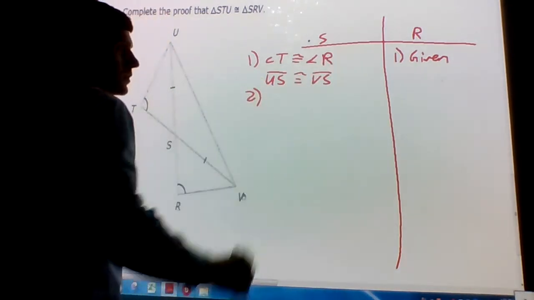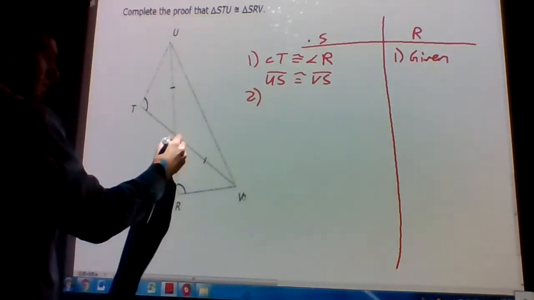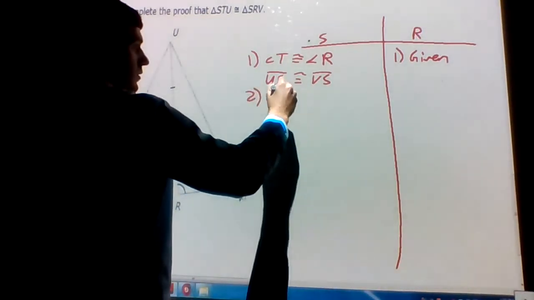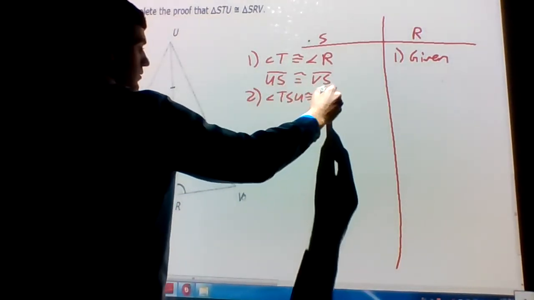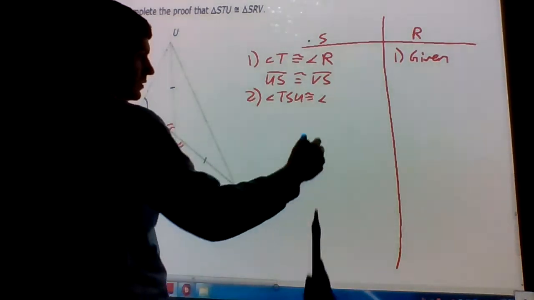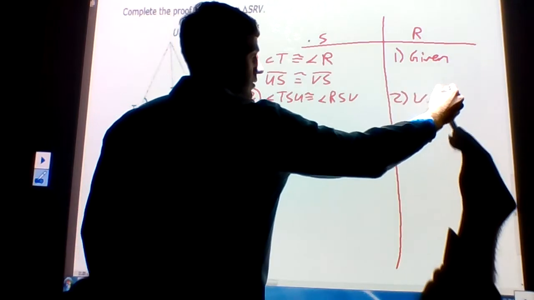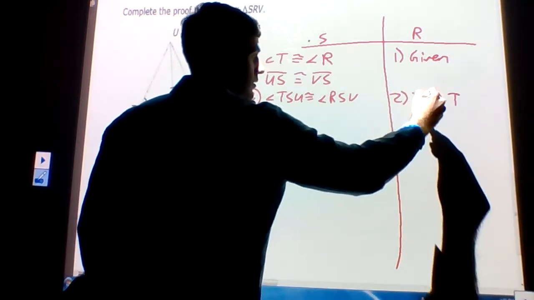Okay, we go down our list. First thing on the list is vertical angles, and look, we have vertical angles. So we know angle TSU is congruent to angle RSV. And that's the vertical angle theorem, which says all vertical angles are congruent.